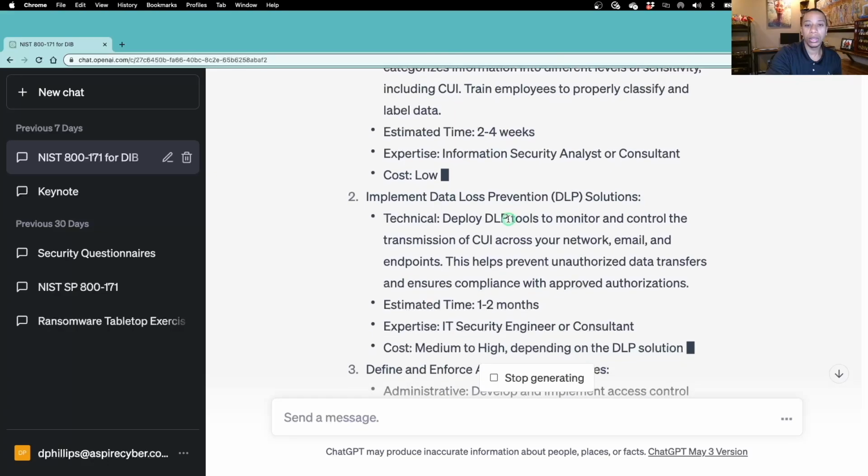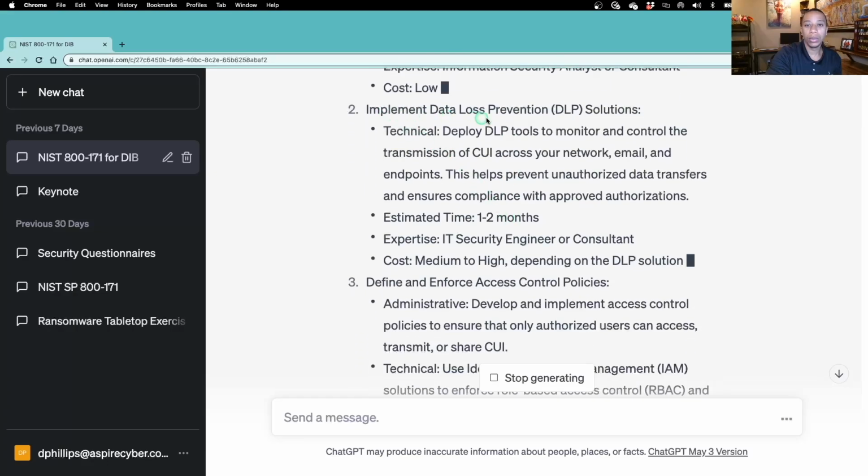In this one, ChatGPT is recommending a data loss prevention solution. Once we categorize the information as CUI and FCI, then our data loss prevention solution can ensure that data only flows to authorized systems.